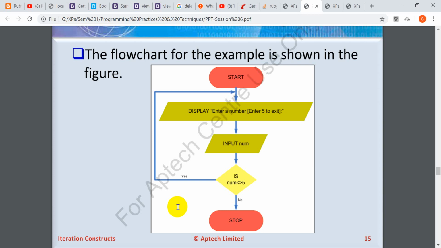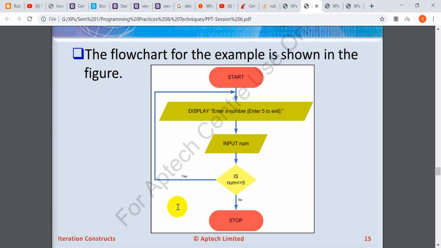The guy has been putting in numbers, but it's not 5. So I go back and tell the person to be entering a number. The person will be entering numbers, and you keep on telling him enter number, enter number. But once the person inputs 5, then pop, it will stop the program. Is number not equals to 5? No, this guy entered 5. So stop the program.